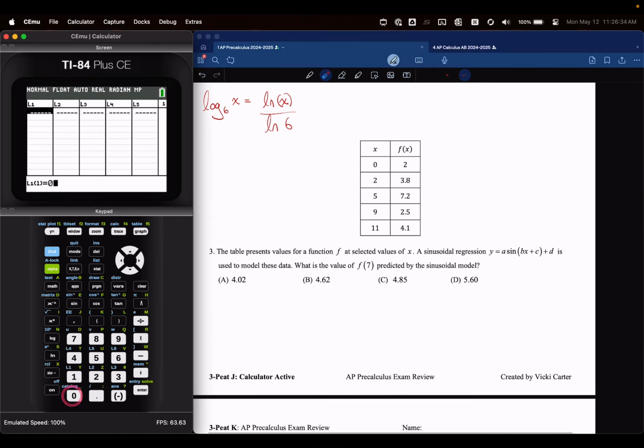So I'm going to enter 0, 2, 5, 9, and 11. And then I'm going to come up here and say 2, 3.8, 7.2, 2.5, and 4.1.